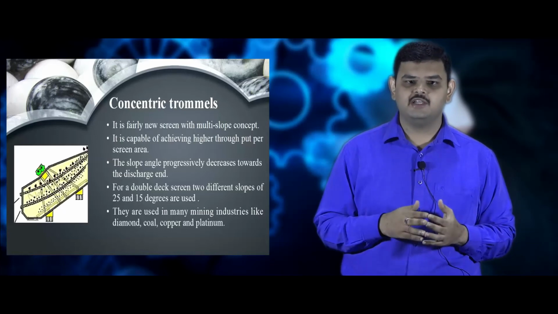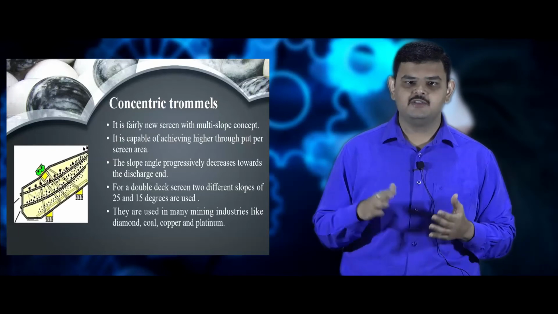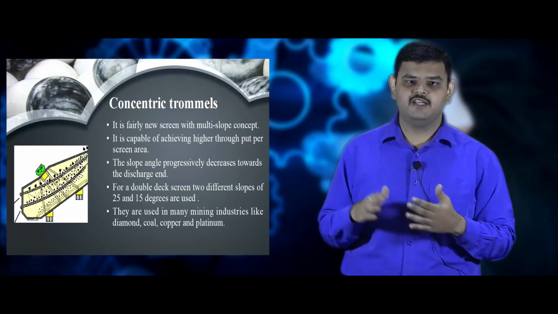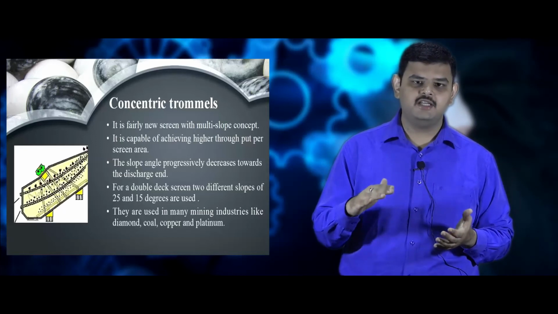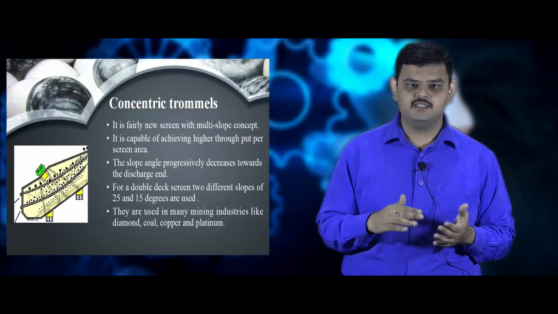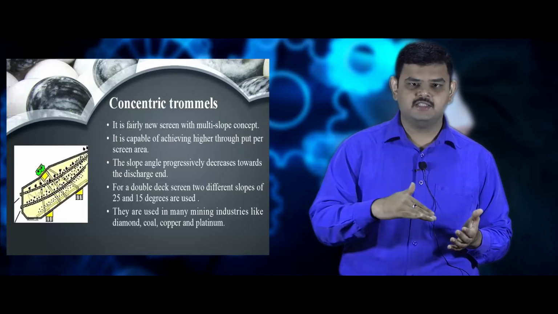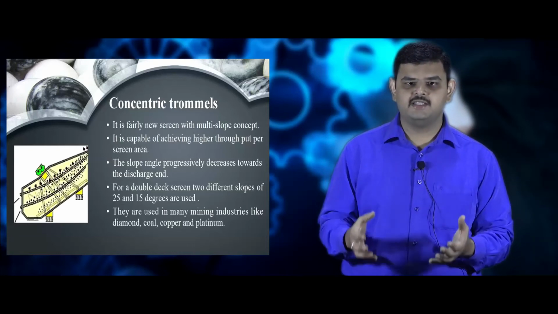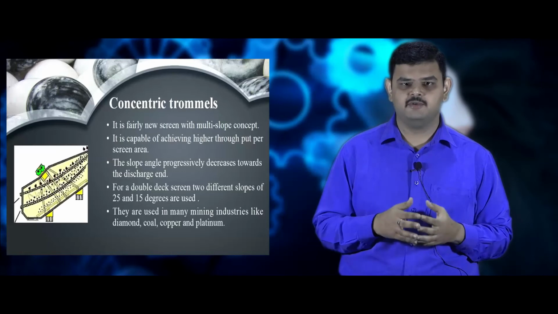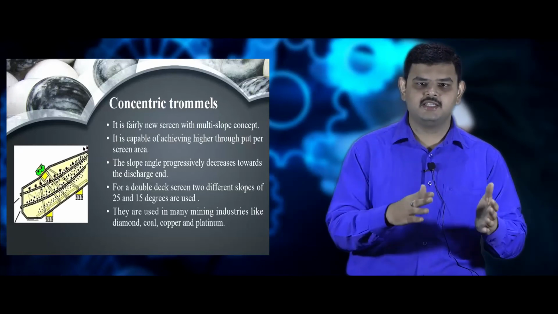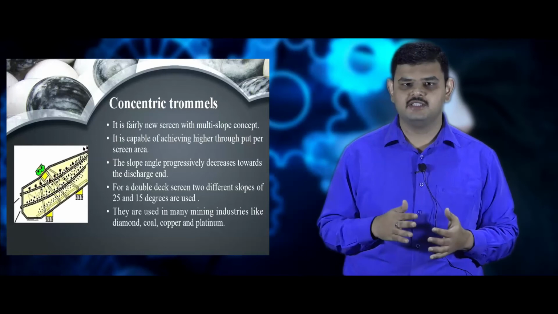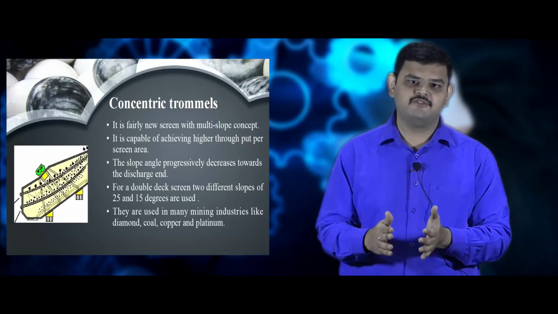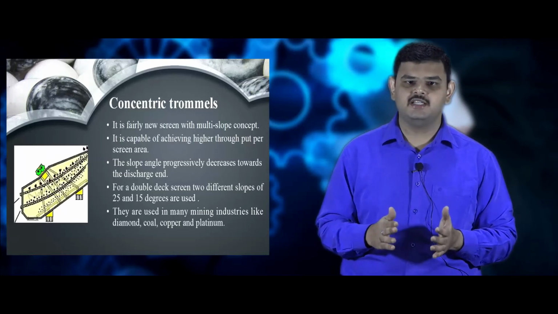In multiple decked concentric trommels, we have slope angles of multiple nature. The angles are 15 to 25 degrees. The double decked has 15 and 25 degrees of angles, so that the progressively decreasing slope will handle multiple particle sizes, and the particle sizes are separated based on this innovative approach. We apply it in the construction industries and the chemical process industries, where the different particle sizes have to be collected and sent as a feed for different reactors and chambers.